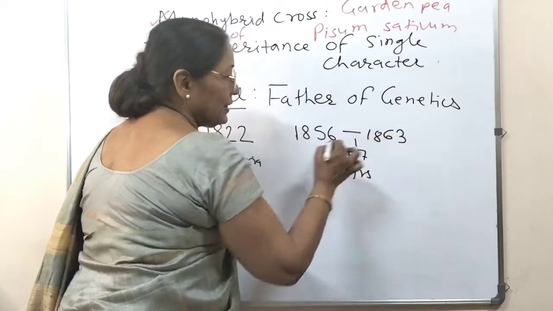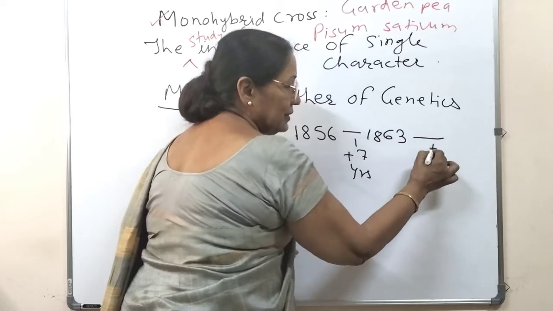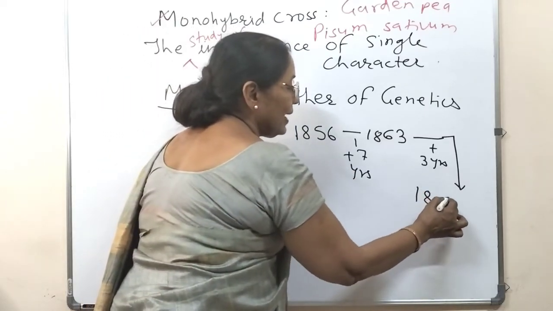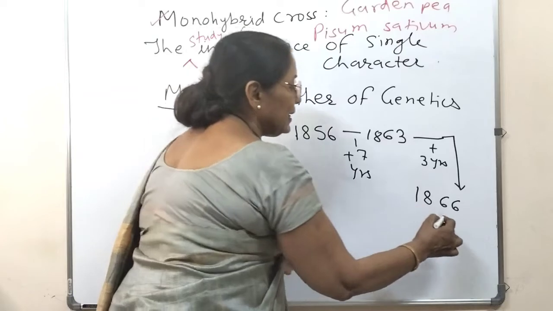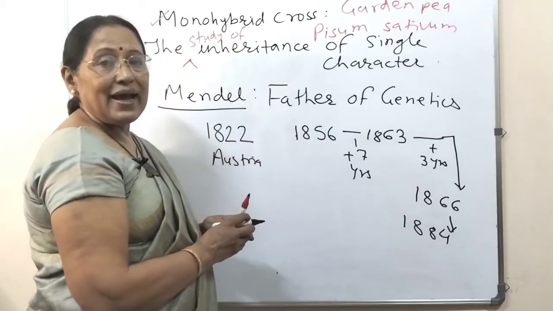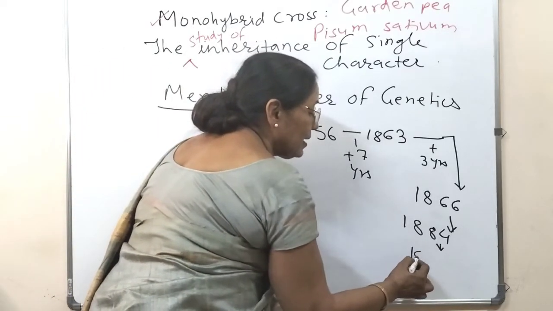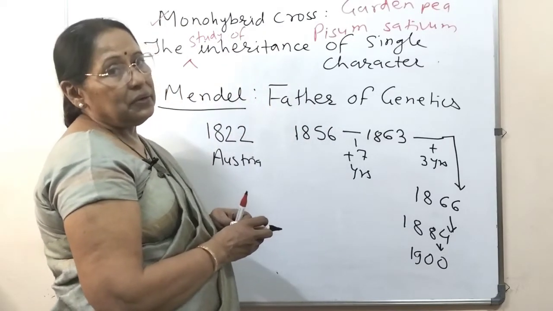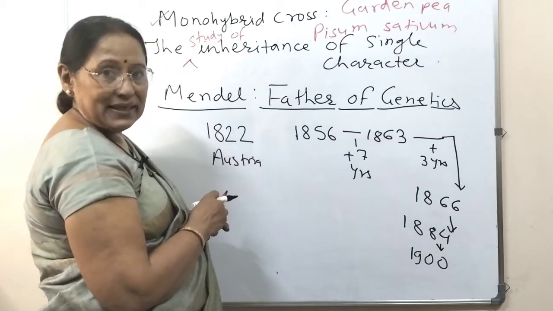So, it is 1863. After 3 years, his work was published. So, it is 1866. Then Mendel dies in 1884 without seeing that his work has been recognized. 16 years after his death, in the year 1900, it was rediscovered. And then it was republished, and rest is history. And since then we call him the father of genetics.